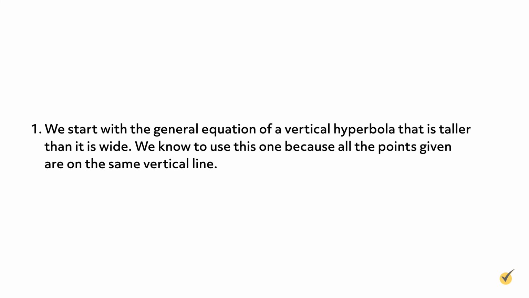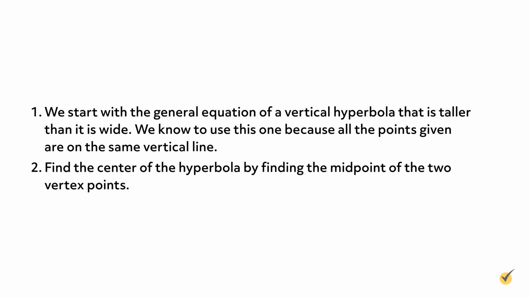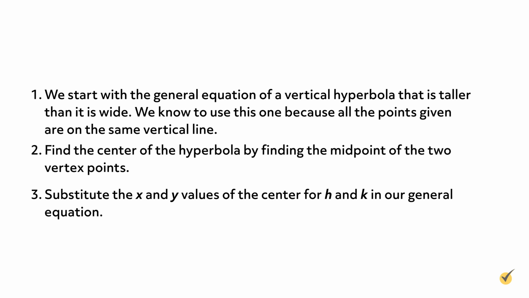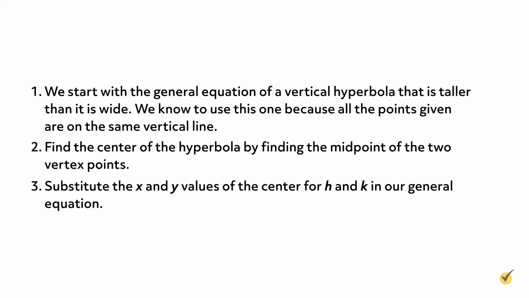Y minus 1 squared over 16 minus x minus 2 squared over 9 equals 1. We start with the general equation of a vertical hyperbola that is taller than it is wide. We know to use this one because all the points given are on the same vertical line. Next, we find the center of the hyperbola by finding the midpoint of the two vertex points. Once we know the center is at the point 2, 1, we substitute the x and y values of the center for h and k in our general equation.